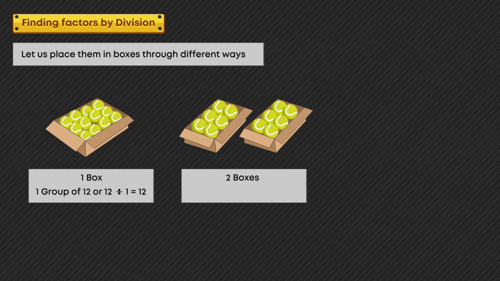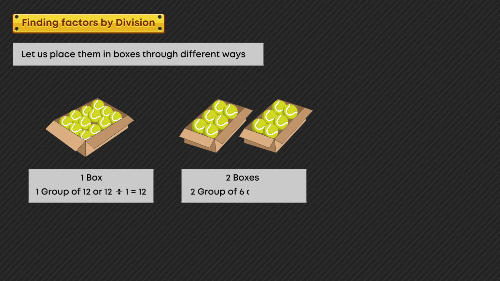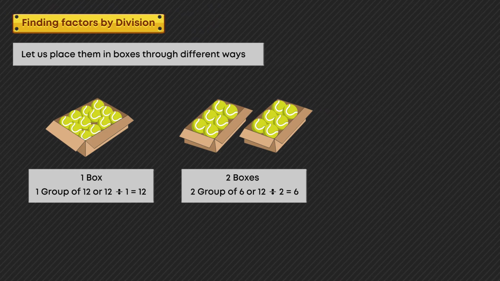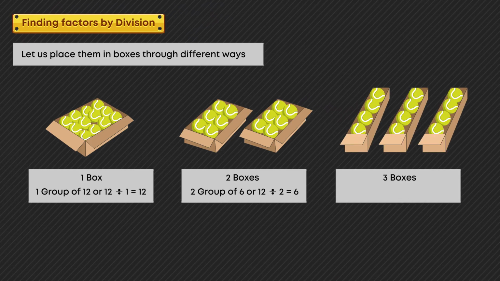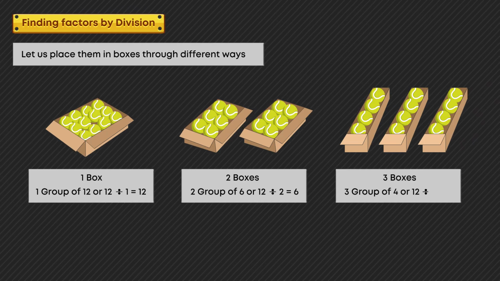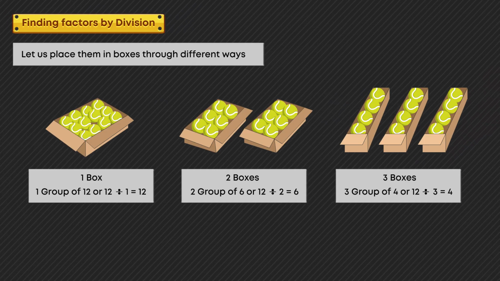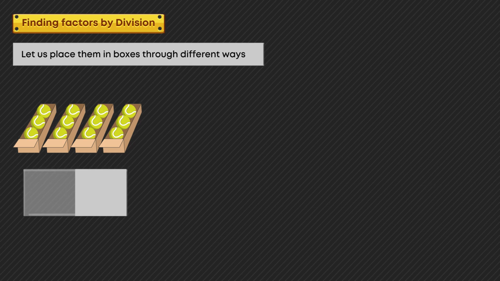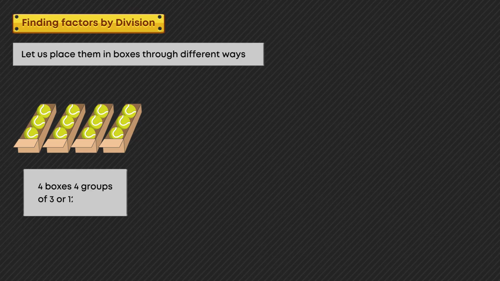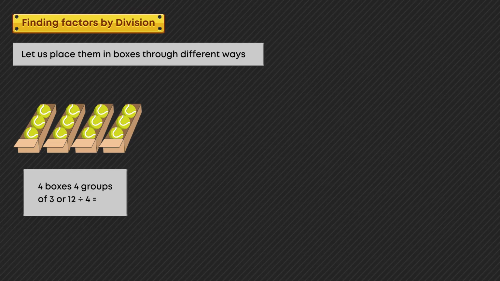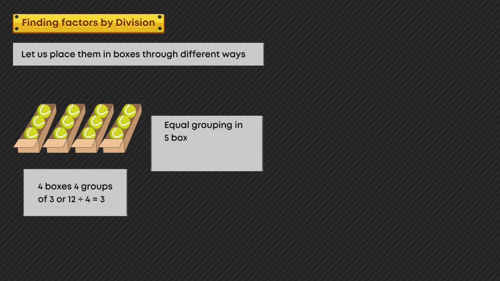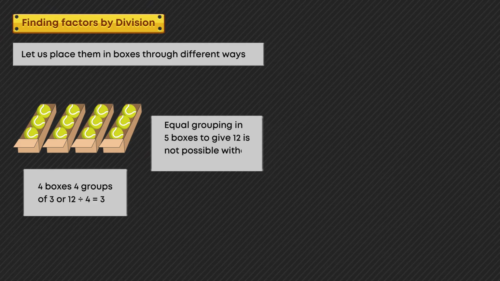2 boxes. 2 groups of 6. 12 divided by 2 is equal to 6. 3 boxes. 3 groups of 4. 12 divided by 3 is equal to 4. 4 boxes. 4 groups of 3. 12 divided by 4 is equal to 3. Equal grouping in 5 boxes to give 12 is not possible without remainder.